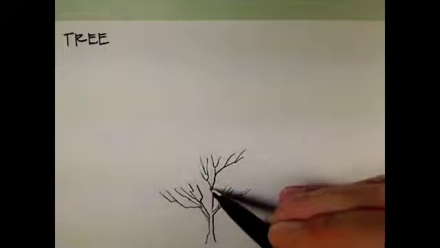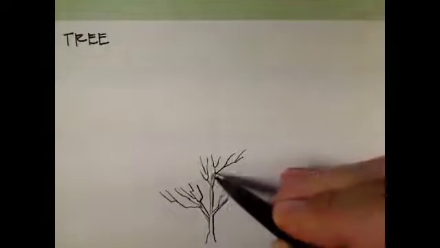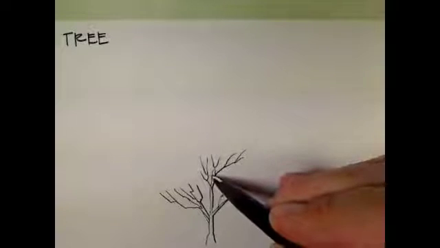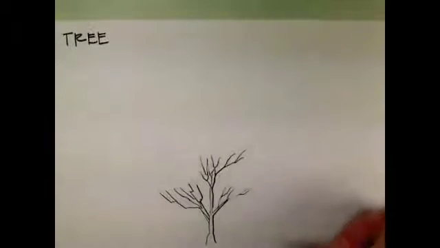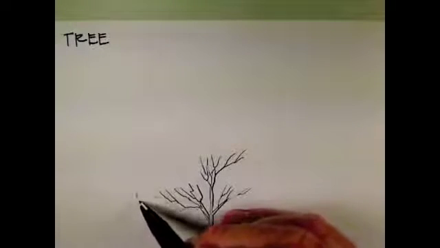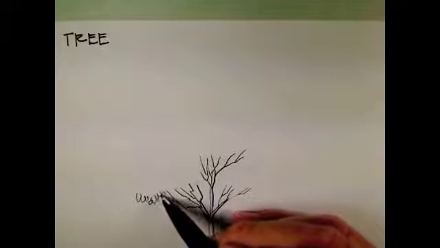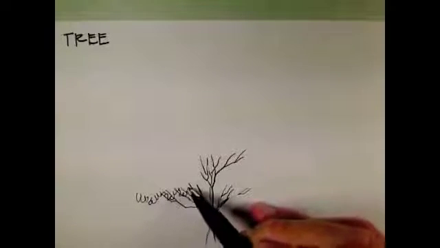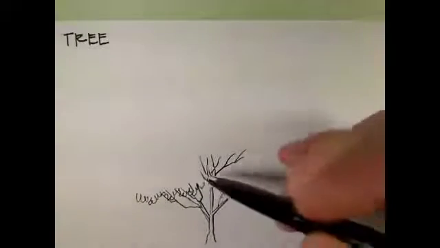Okay, so once I have all my branches roughed in, I'm going to start drawing the leaves. And I'm going to start by just doing kind of an M's and W type pattern.